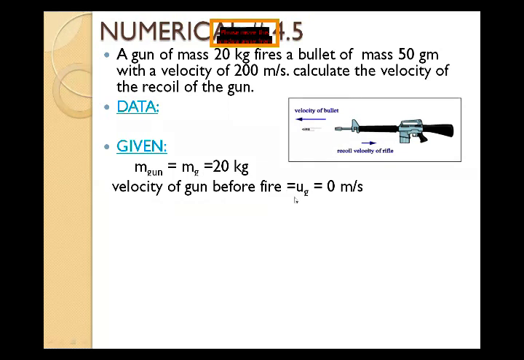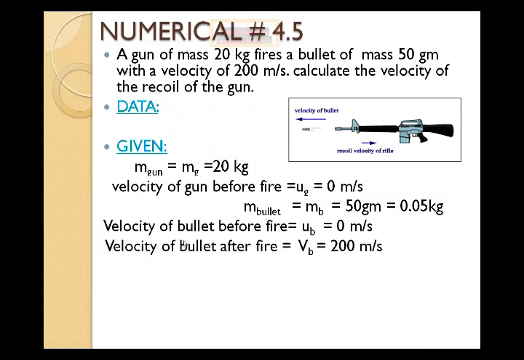And why is it 0? Remember that when the bullet is inside the gun, the velocity of the bullet is 0, and the velocity of the gun is also 0. When the bullet is fired, then the velocities change. Now the mass of the bullet is given, that is 50 gram, and we again change this gram into kilogram. So we divide 50 grams by 1000, and the answer is 0.05.